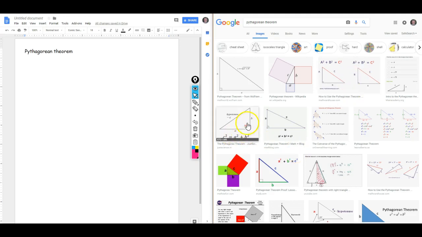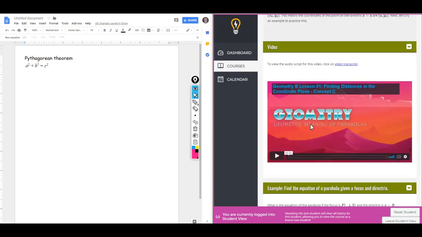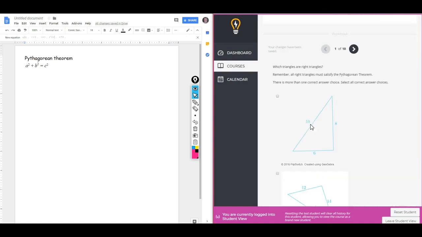So like on this, there's a 90-degree angle. This is saying this side length is A, this side length is B, and the hypotenuse is C. So we have A squared plus B squared equals C squared. And that is the Pythagorean theorem. They also mentioned that the Pythagorean theorem is a way to check and see if it is a right triangle.